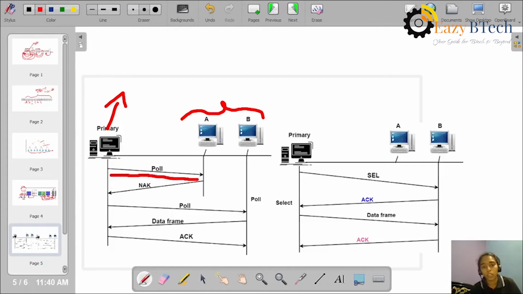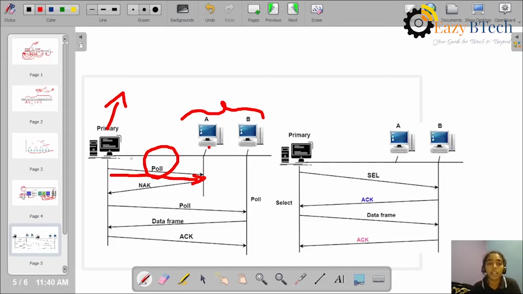So when this poll symbol is sent by the primary device or the server to a particular secondary device, and the data frame is ready to communicate with the primary device, it will send the data frame. Whenever the poll symbol is received, if the data frame is ready it will send it. Otherwise it will give a negative acknowledgement.